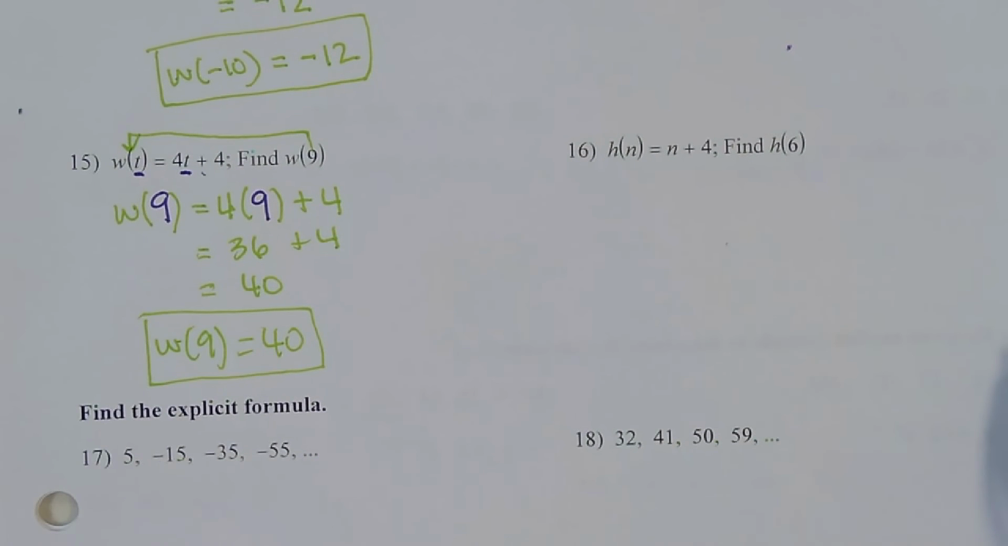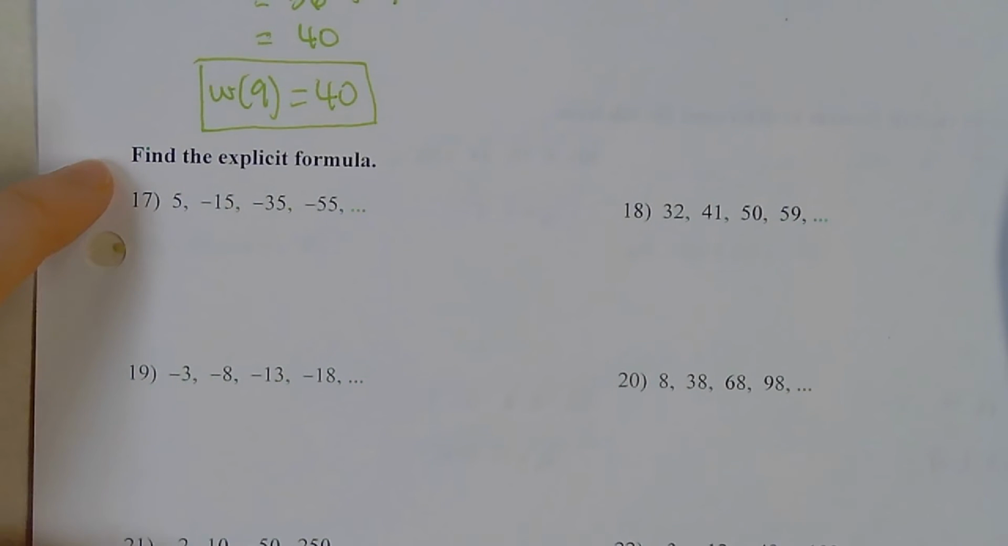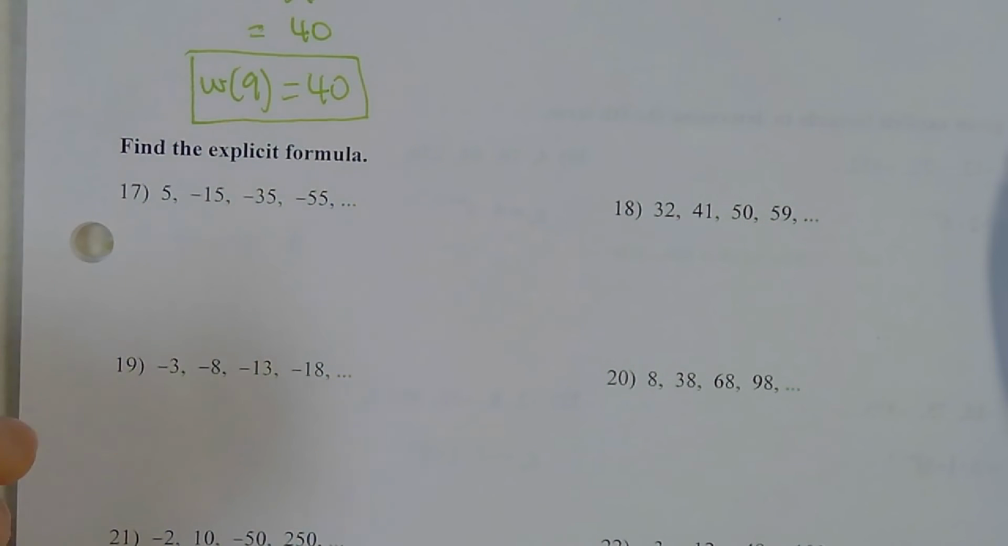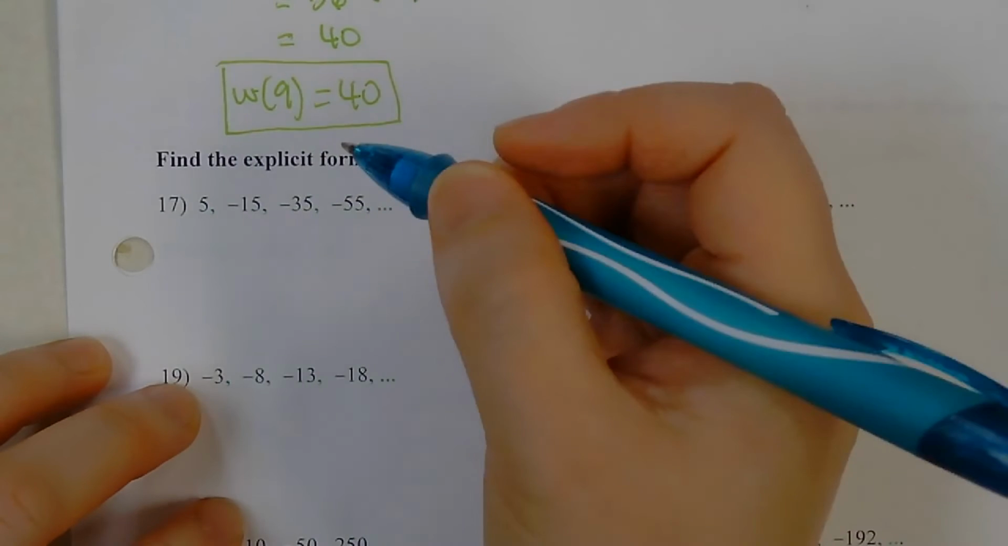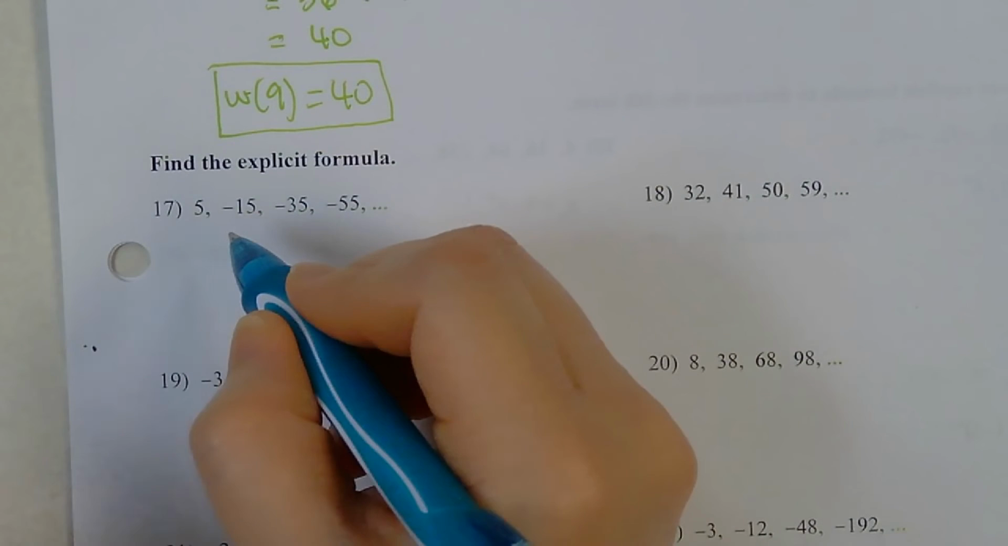All right, and it says for the next one, find the explicit formula. So remember there are two. It's going to be either arithmetic or geometric. Arithmetic we worked on more recently. Geometric is more the one that we did a long time ago. It's the exponential one. So let's take a look here. We're doing number 17.